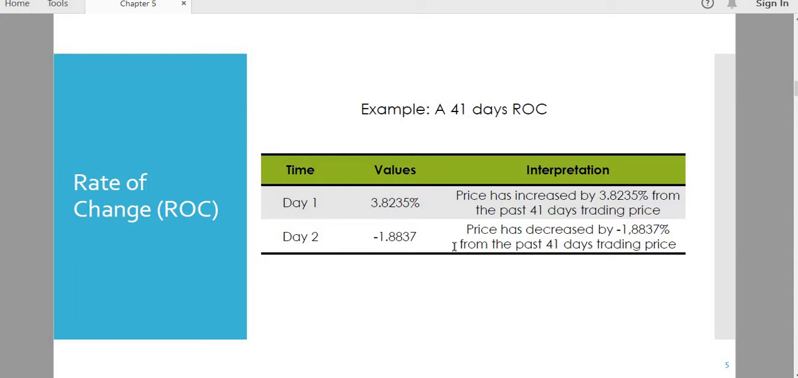Okay, this is an example of a 41-day ROC. On day 1, the value of ROC is 3.82. What is the meaning of this? The price has increased by 3.82% from the trading price 41 days ago. And in the other example, if we have a negative value of ROC, it shows that the price has decreased by 1.8% from the trading price 41 days ago.